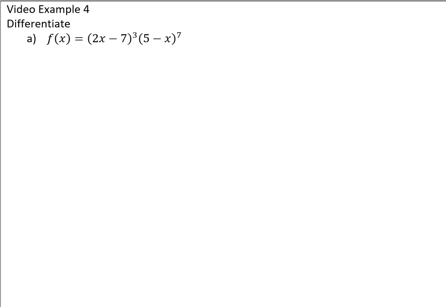This next question asks us to differentiate f of x. But f of x has two functions that have compositions of functions, and so we're going to be doing the chain rule and the product rule at the same time. Recall that the product rule is the first times the derivative of the second plus the second times the derivative of the first. So let's get started writing that. Notice I wrote f prime of x to start my derivative. We're going to write the first term.